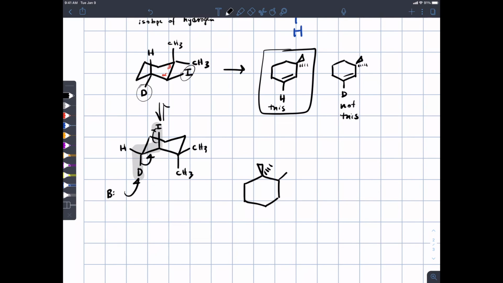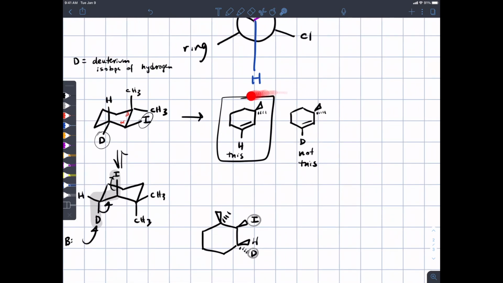Putting the iodide here, and then just realizing that, hey, only the deuterium is trans to the iodide, so only the deuterium can ever be anti to the leaving group. Okay? So, if you selected both of these answers, A and B, it could mean that you don't understand that the E2 reaction has to proceed via an anti-arrangement of the beta proton relative to the leaving group.